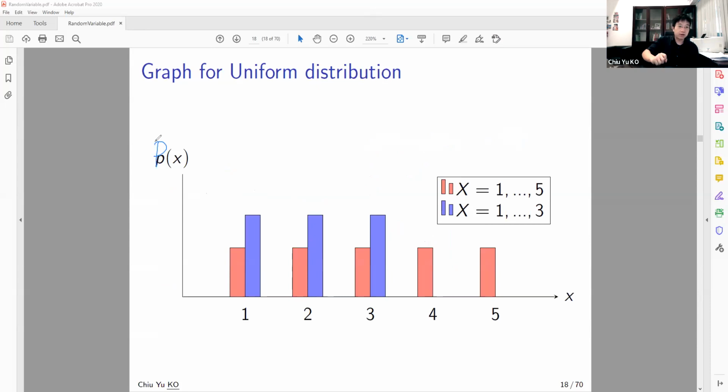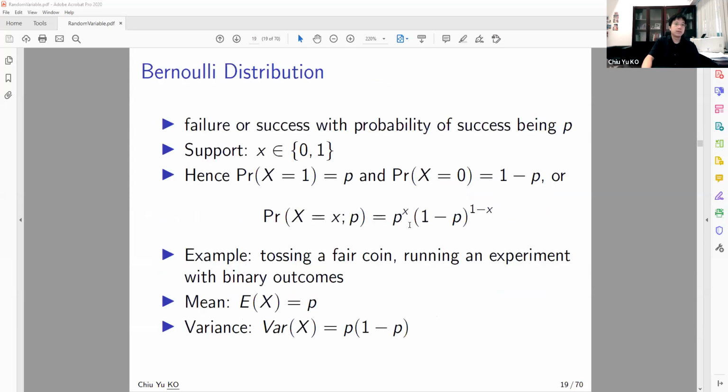So for this case, 1 to 5 is 1 over 5. If there are 3, then it's 1 over 3. That's the way you draw the uniform. I don't think this is worth any discussion, because it is the most basic one. If you believe that this is a fair die or fair random event, then this is what is happening. This is common, and there's not too much to discuss, but there's something more to discuss.